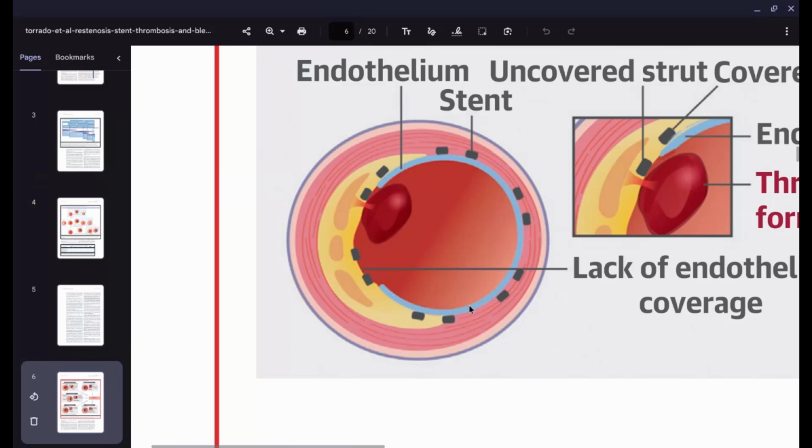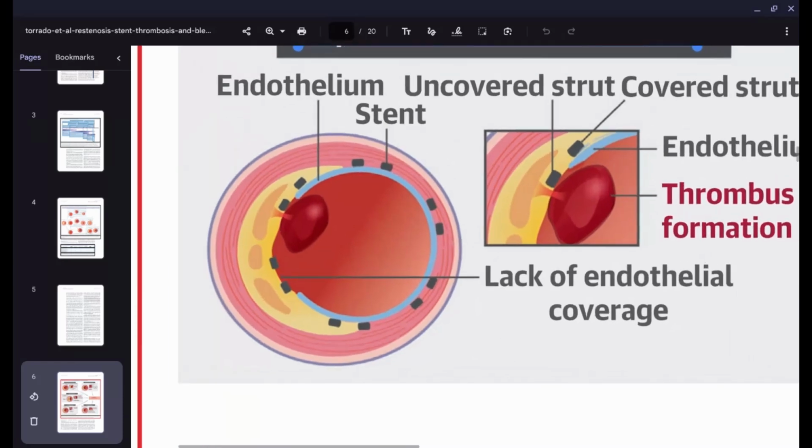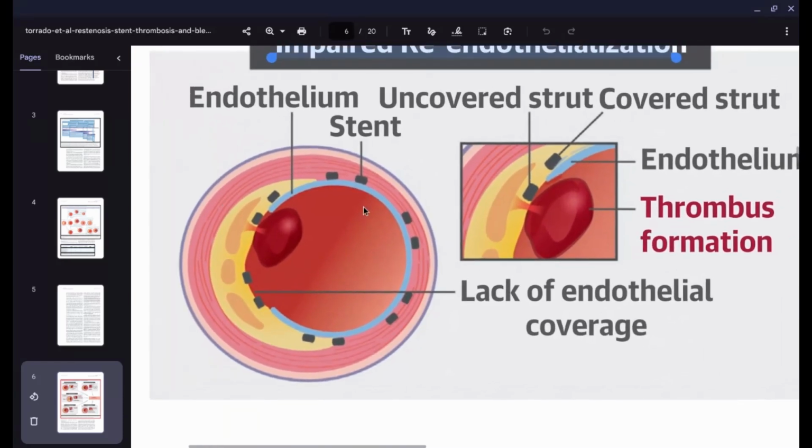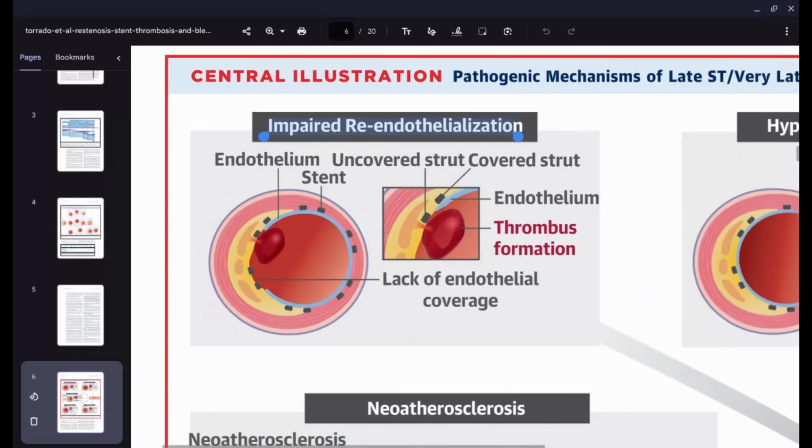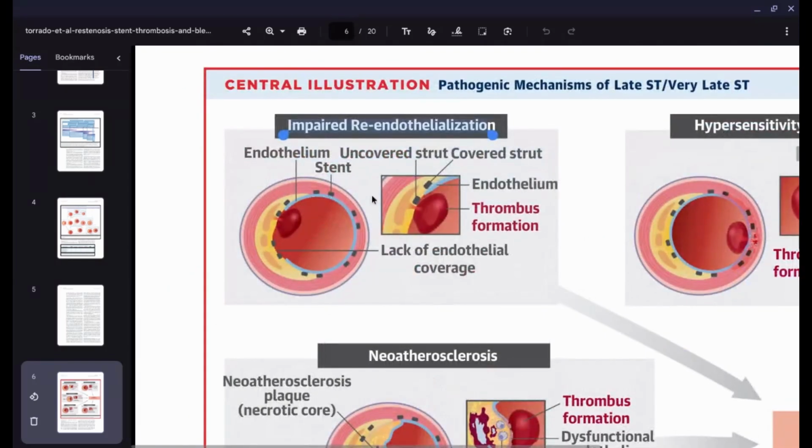It is one of the most important layers in the entire human body, the endothelial layer. So if this endothelial layer doesn't form, of course, typically, a minor bruise here and there in normal life leads to clotting. So there is thrombus formation because of impaired re-endothelialization.